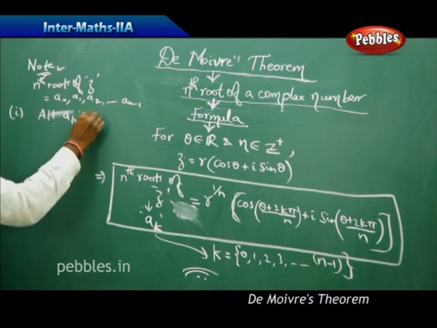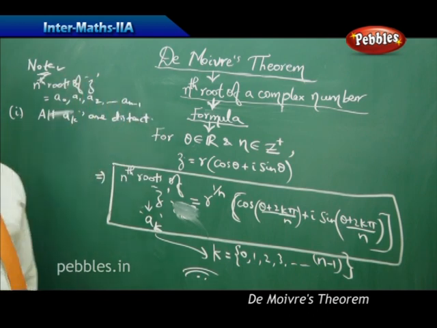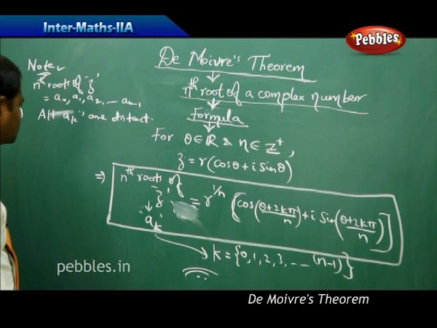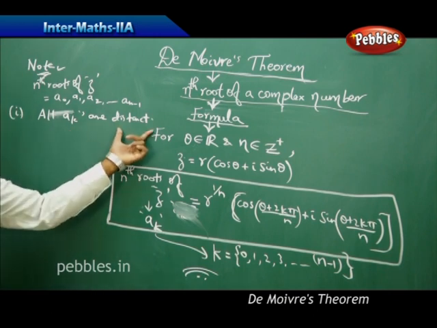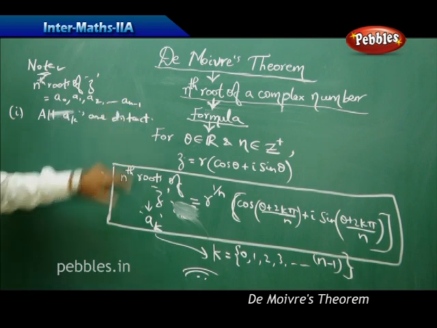All ak's are distinct, that is, they are not going to coincide, is how we need to understand the distinct property of each of the nth roots of z.